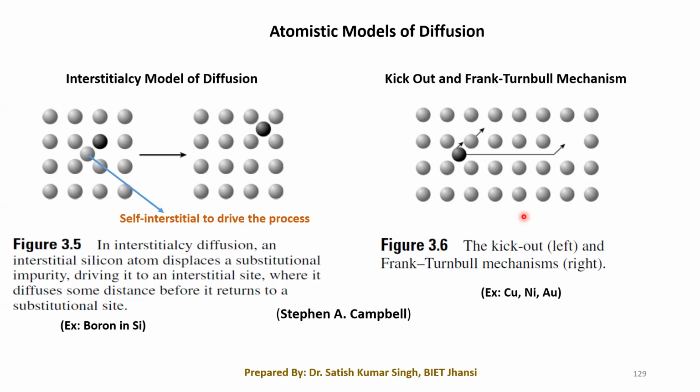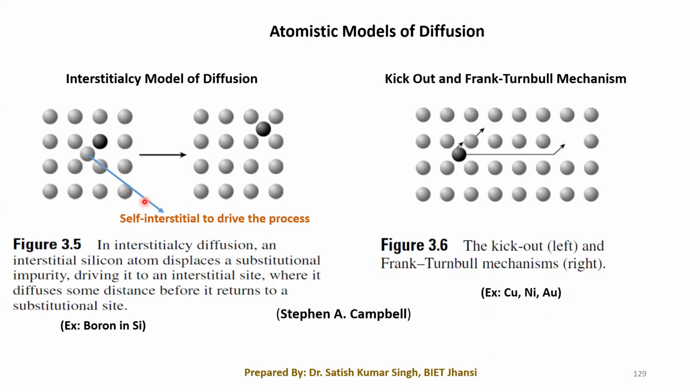This particular process is followed by copper, nickel, and gold. Okay, so these are the different materials which follow this particular mechanism of diffusion through the atoms. So one thing you should remember is that the basic difference between this method and the interstitialcy method is that here a self interstitial is driving this particular process.